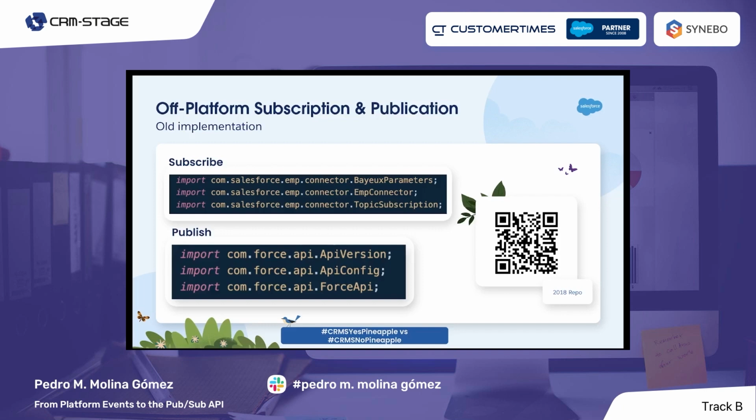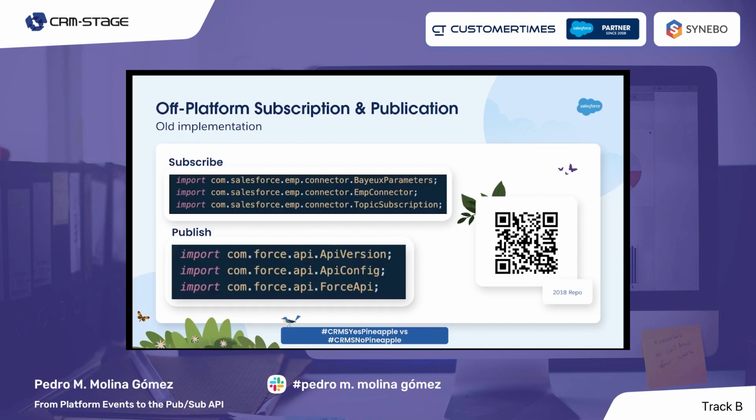Here we have a couple of snippets of code I have extracted from the old implementation, the application created in 2018. This QR code will take you to where the code is stored. In case you want to have a deeper look at how things were done before, you can compare the old implementation with the new implementation by following this QR code and another QR code I'm going to give you for the new implementation.